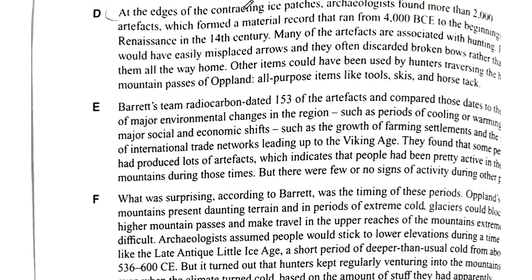At the edges of the contracting ice patches, archaeologists found more than 2,000 artifacts, which formed a material record that ran from 4000 BCE to the beginning of the Renaissance in the 14th century. So they are speaking about the record. Many of the artifacts are associated with hunting. Hunters could have easily misplaced arrows, and they often discarded broken bows rather than take them all the way home. Other items that have been used by hunters traversing the high mountain passes or surface items like tools, keys, and horse track.